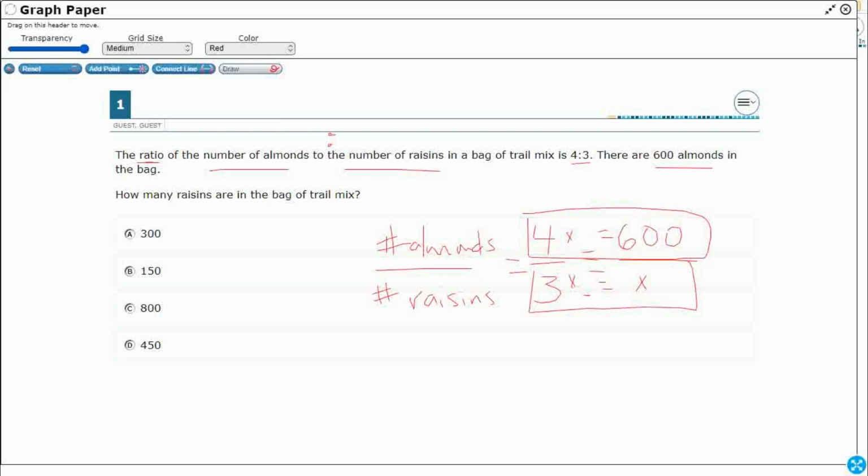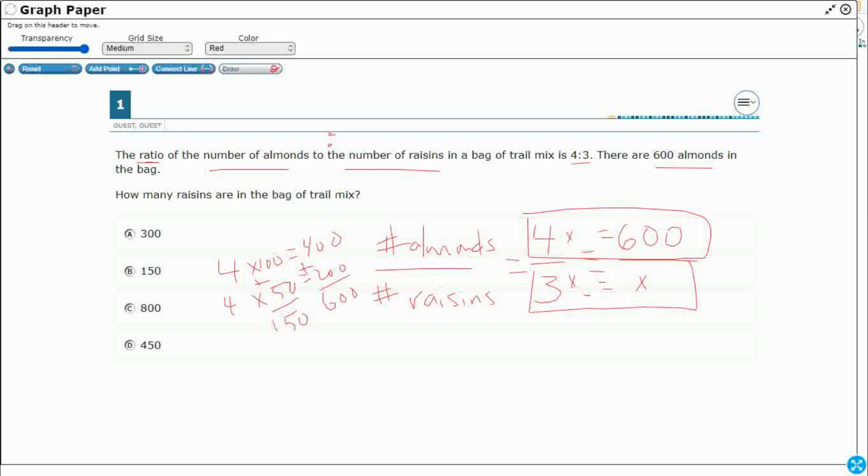But I know my 400s, right? So 4 times 100 gets me 400. And then I probably need half of that. Maybe 4 times 50, half of that, gets me 200. So I'm guessing if that's going to get me 600, then maybe 150. So that's one way to figure this out.